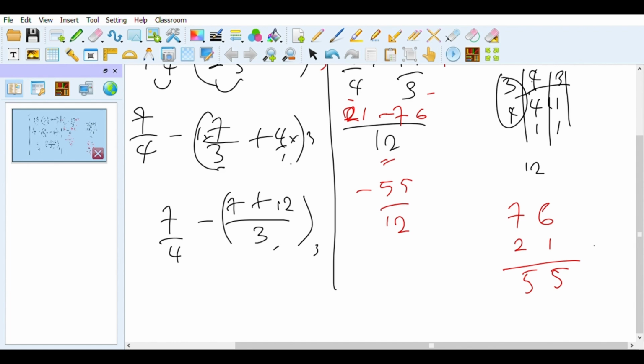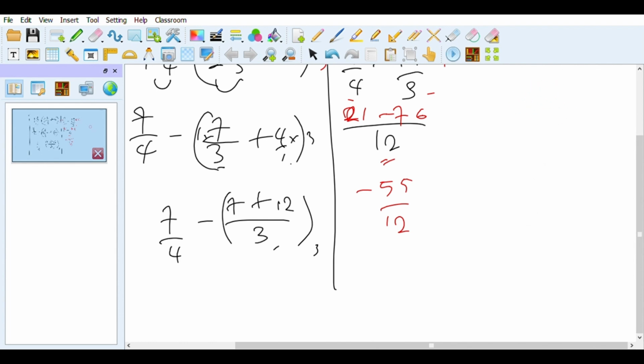So what we can still do is to change this to a mixed fraction because it's an improper fraction. I've always said anytime you solve and your answer is improper, you change to mixed fraction. So how many 12s can we find in 55? I know that 12 times 5 is 60. So 60 is immediately bigger than 55. So that means we can try 12 times 4. 12 times 4 is 48.